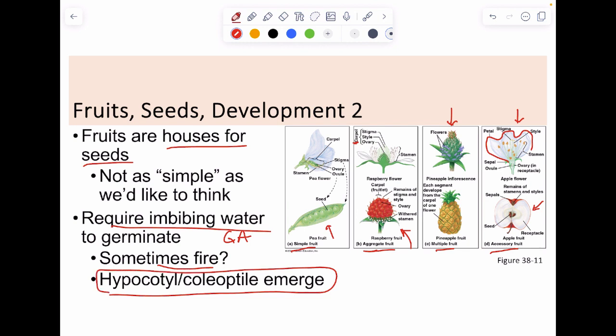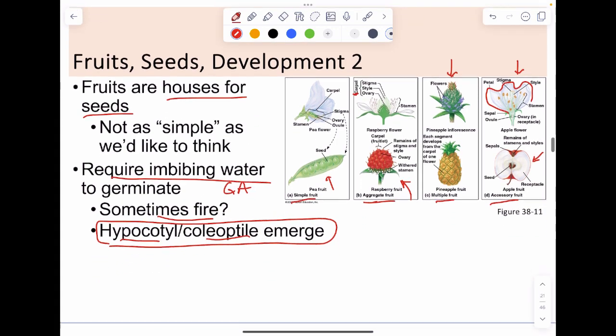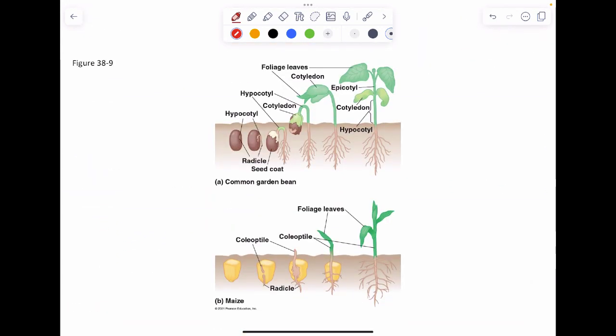And what we tend to see showing up first is either going to be called the hypocotyl or the coleoptile, which is this. So in a dicot, what we see first emerge will be the hypocotyl, and what will then show up are the two cotyledons. That's why it's called a dicot, for two cotyledons. In a monocot, the first to show up will be the coleoptile, which is the cotyledon.